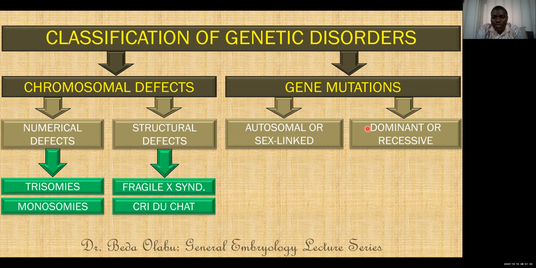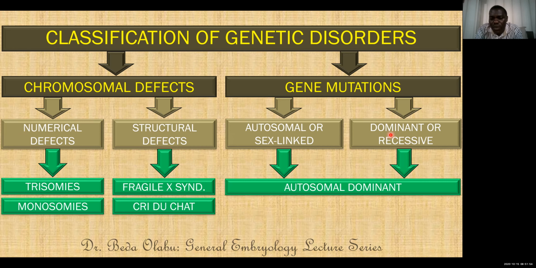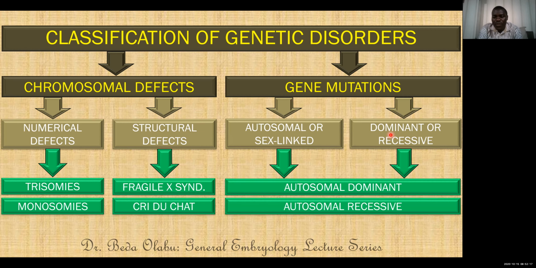Or whether the mutation will only show if you inherit it from both of your parents, and we call that recessive. Now, in terms of how we classify gene mutations, we combine this concept with this concept. And so you can have something like autosomal dominant. It means that this mutation will definitely show, or rather express itself phenotypically, and that the mutation involves one of the first 22. You can also have autosomal recessive, which means it involves one of the first 22 chromosomes, but you need to inherit this defect from both parents for it to show.